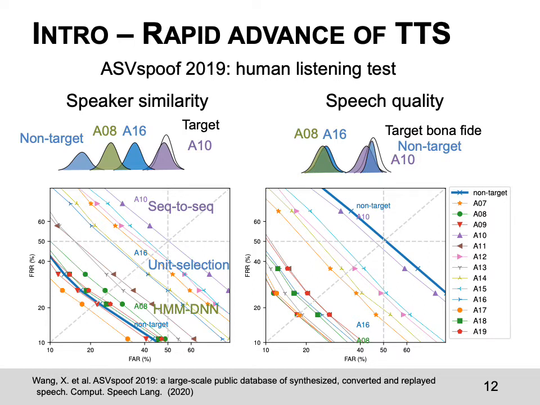The HMM and the unit selection are not good enough. It's only the sequence-to-sequence model that is really close to the natural speech. So from these results, we can have a general idea of how the recent models based on the sequence model improve the quality and the speaker similarity, and even human beings cannot tell them from the natural speech.